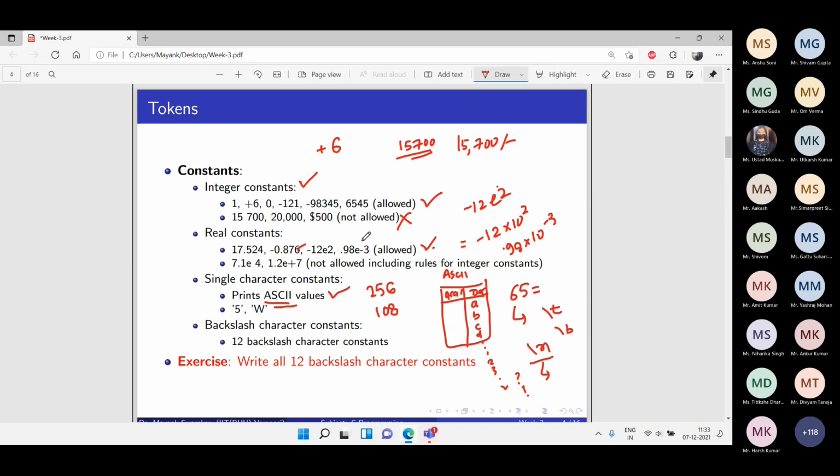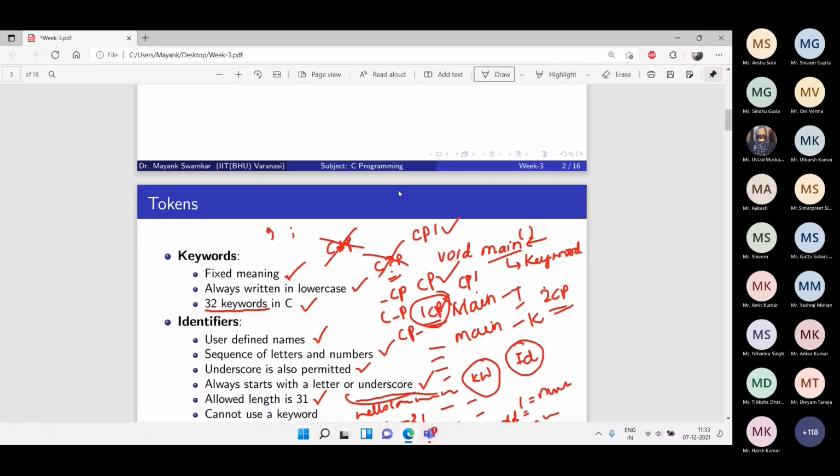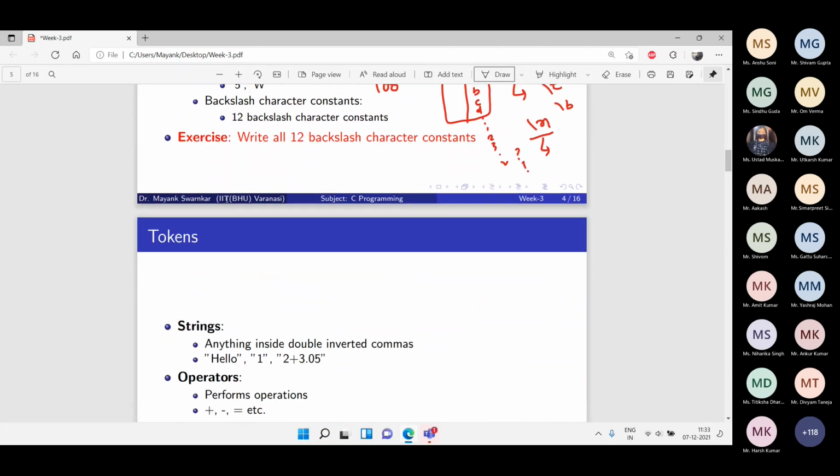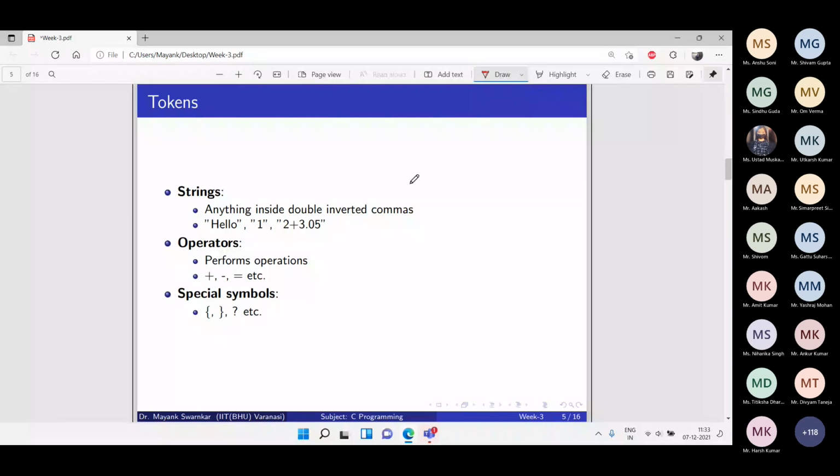What are these things, like constants and all those things, and these tokens which have keyword, identifier and so on. So we'll continue with the tokens. We have some more tokens.